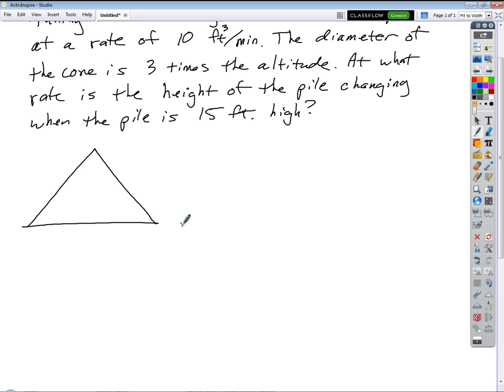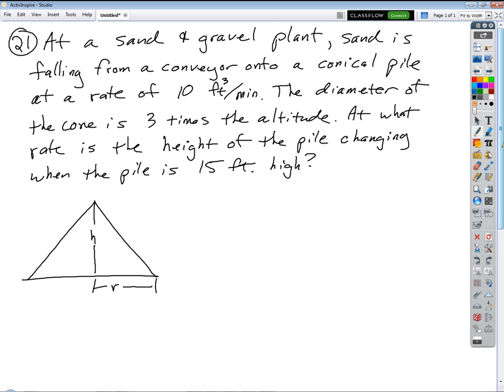This is the height, or the altitude, and the diameter of the base. This is the radius of the base, if we're just looking in cross-section at this cone. Okay, so now, what is the stuff that we're given, first of all? You were looking for the numbers, right? Okay, there's a rate, so there's something important right there.